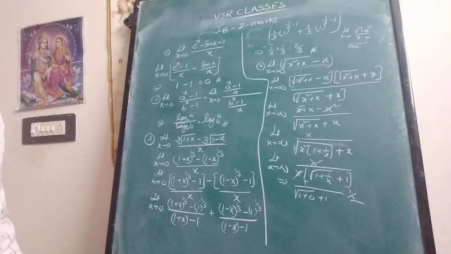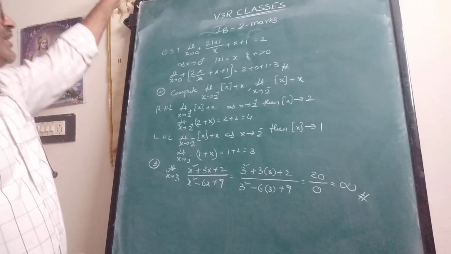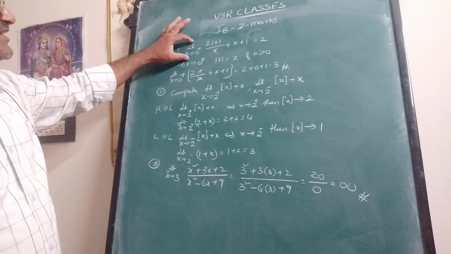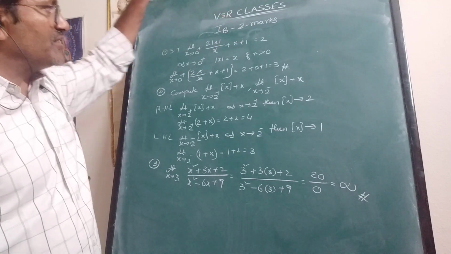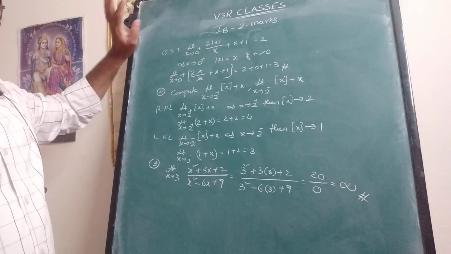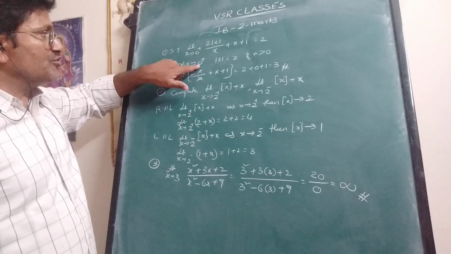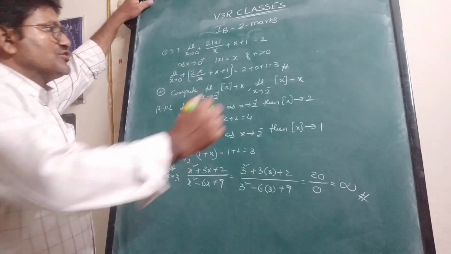Okay, now we will go further. Listen children, first one: show that limit x tends to 0 plus of 2|x| by (x + 1) is equal to 2. We have to show that the value is 2. As x tends to 0 plus, the plus shows the direction.